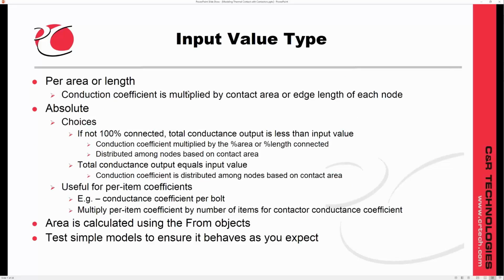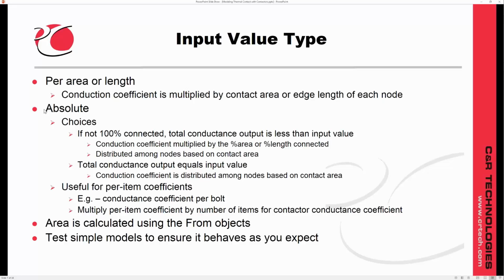The input value type is the next option. Your choices are per area or length, or absolute. Where per area or length, the conduction coefficient is multiplied by the contact area or the edge length of each node. That gives you the distribution along the surface or the edge, and that gives you your total conduction as you go through.